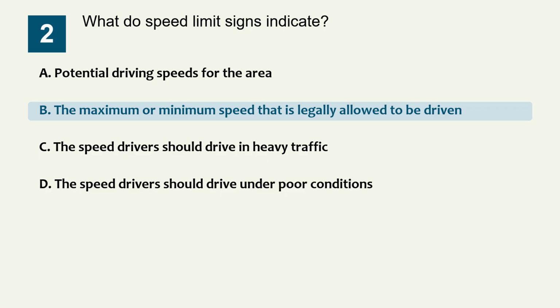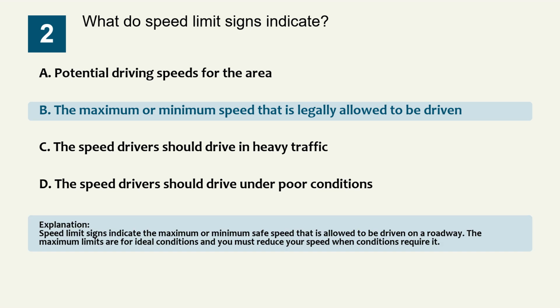The correct answer is option B. The maximum or minimum speed that is legally allowed to be driven. Explanation. Speed limit signs indicate the maximum or minimum safe speed that is allowed to be driven on a roadway. The maximum limits are for ideal conditions and you must reduce your speed when conditions require it.